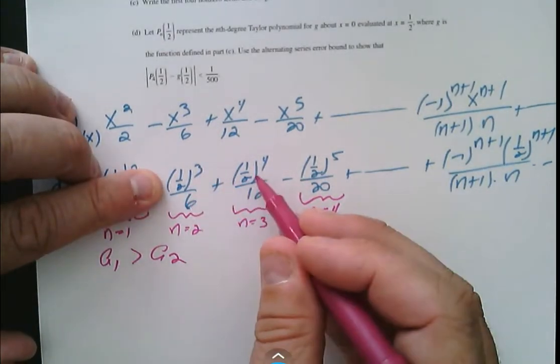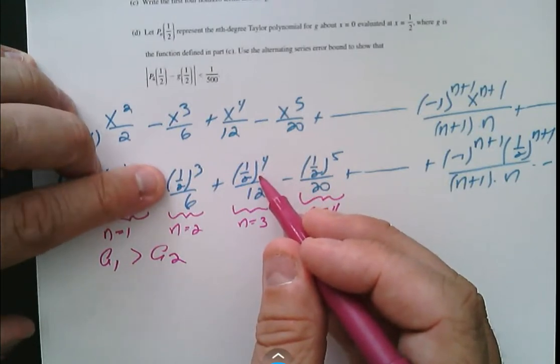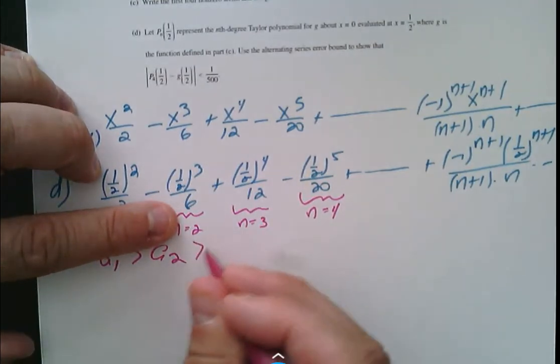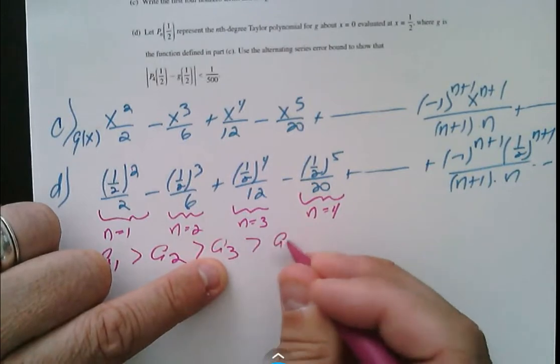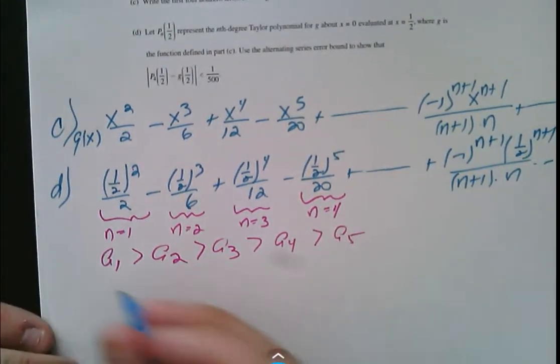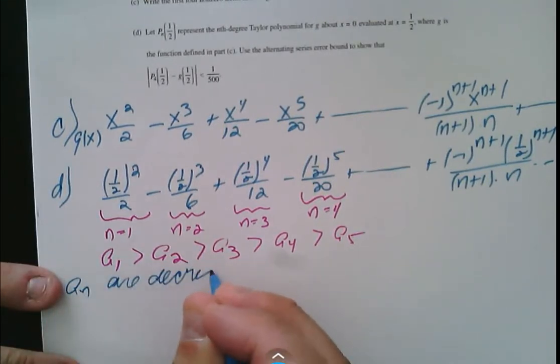1/2 cubed is bigger than 1/2 to the 4th. I take the big guy and I divide by 6. I take the small guy and I divide by 12. My third term is even smaller. The fourth term even smaller. I can see that my terms, the a sub n's, are decreasing.